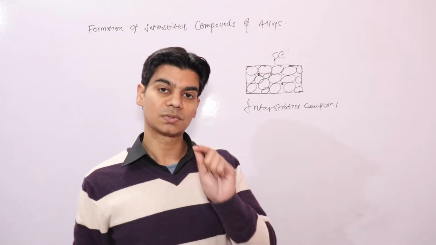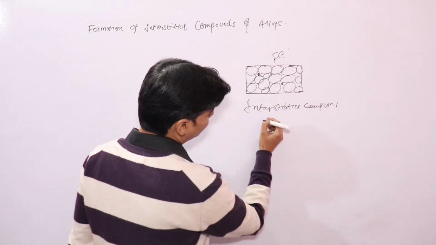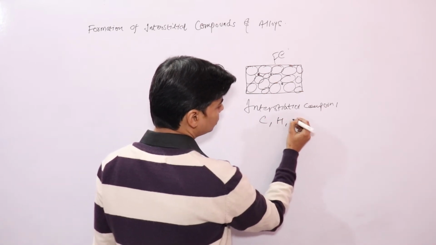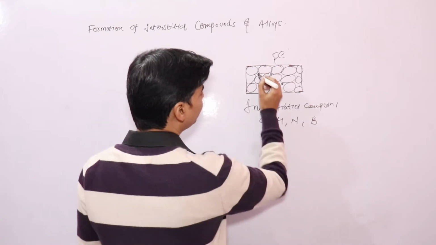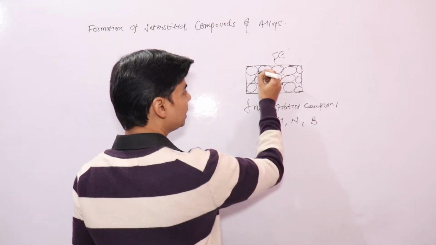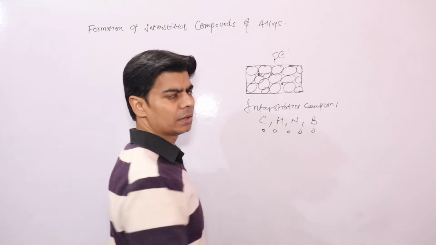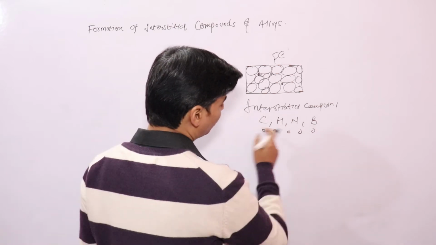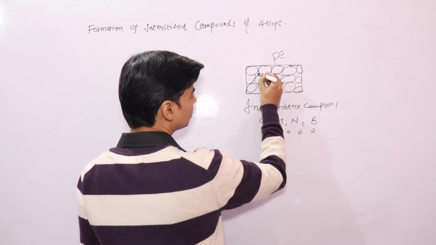Now there are some small elements, like carbon, hydrogen, nitrogen, boron. These are very small compared to the size of these metal atoms. This metal atom is big, these are small. Nitrogen, hydrogen, carbon, all these are very small. So what they can do is they can take up these empty positions.